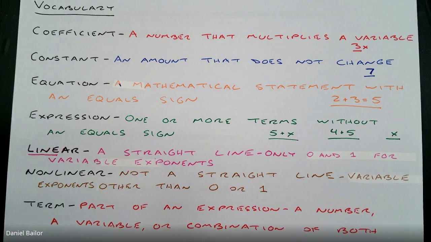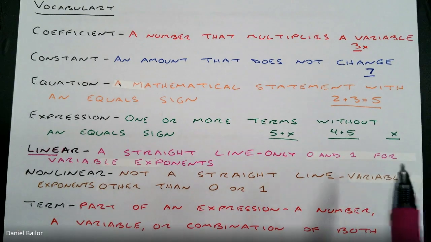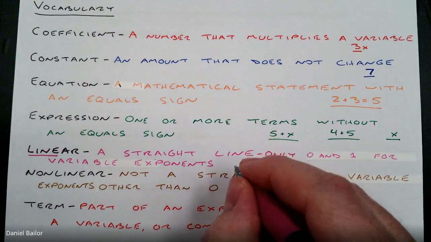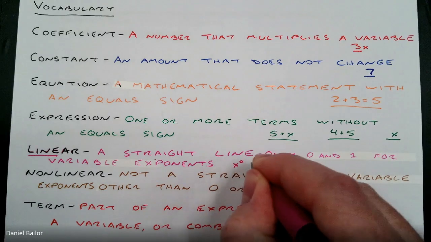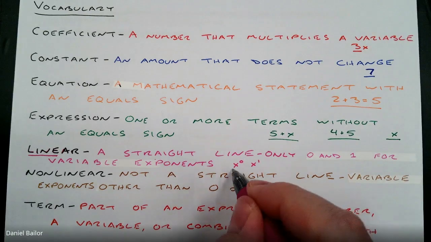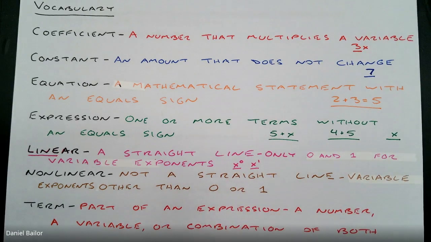And we know it's a straight line when we graph it. But when we write the equation for the lines, because every line has an equation that we can graph, linear equations have only 0 and 1 for variable exponents. Only 0 and 1 for variable exponents. So like x to the 0 or x to the 1 only, nothing else.